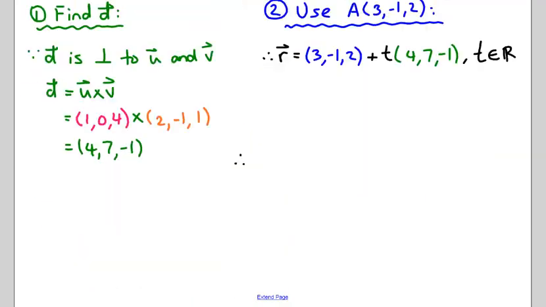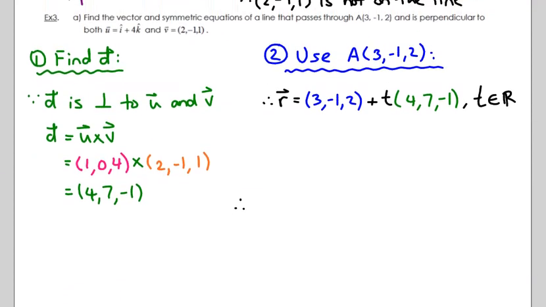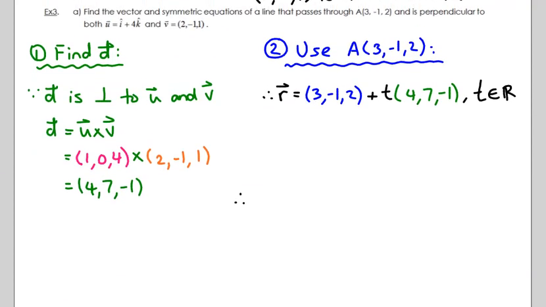Okay, I need a little bit more space for this one, so I'm just going to make that jump. Example number 3. Find the vector and symmetric equations of a line that passes through a certain point. Okay, so they've given us that point, which I'll probably use later as a position vector. But my direction vector has to be perpendicular to two vectors. Now you had learned in the last unit, if I'm finding a vector that is perpendicular to two other vectors, I'm going to have to do the cross product.